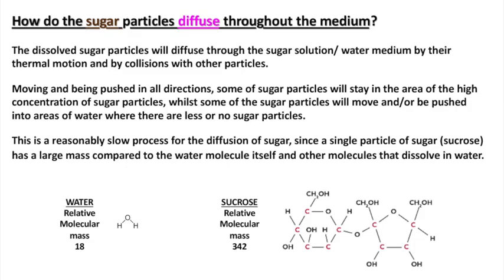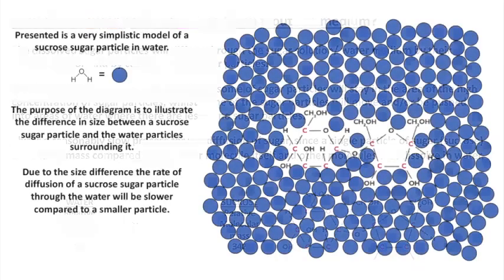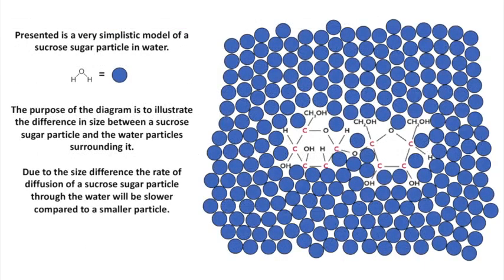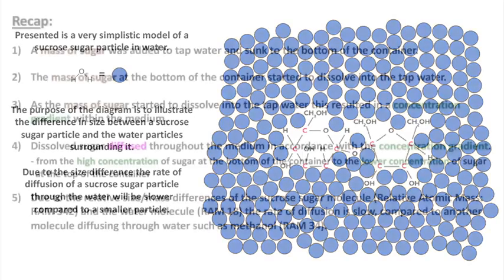This is a reasonably slow process for the diffusion of sugar since the single particle of sugar, sucrose, has a large mass compared to the water molecule itself and other molecules that dissolve in the water. Presented is a very simplistic model of a sucrose sugar particle in water. The purpose of the diagram is to illustrate the difference in size between a sucrose sugar particle and the water particles surrounding it. Due to the size difference, the rate of diffusion of a sucrose sugar particle through the water will be slower compared to a smaller particle.